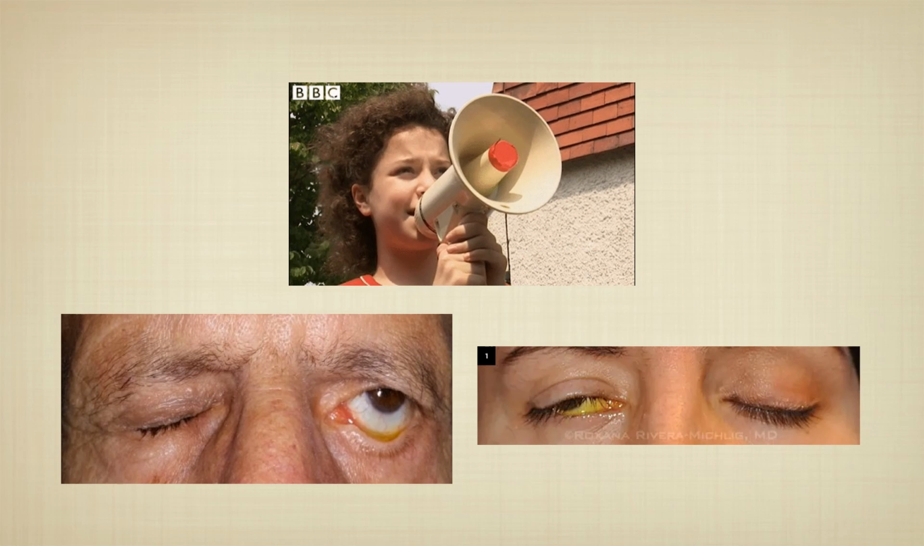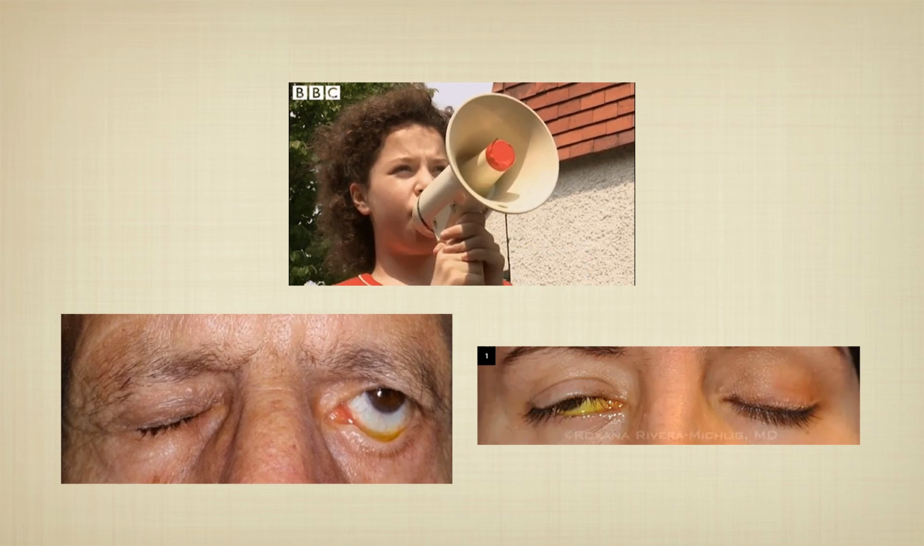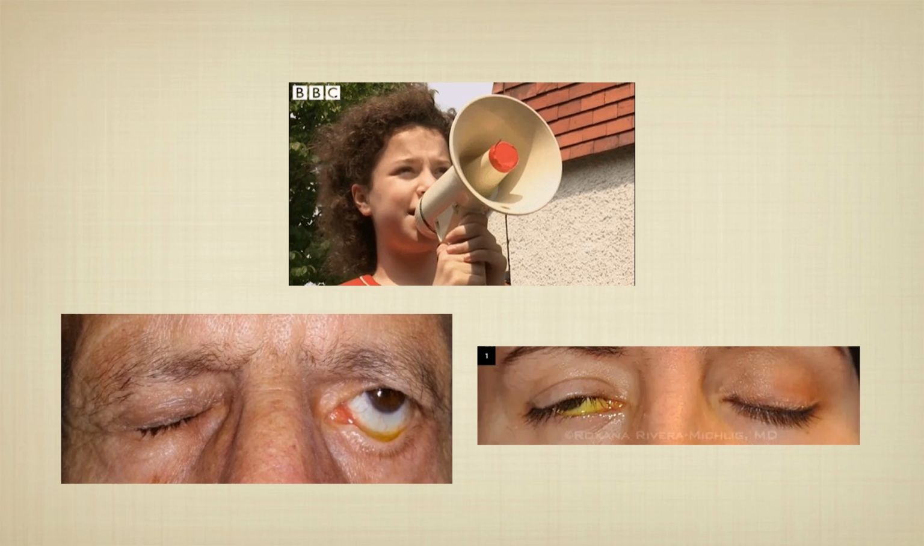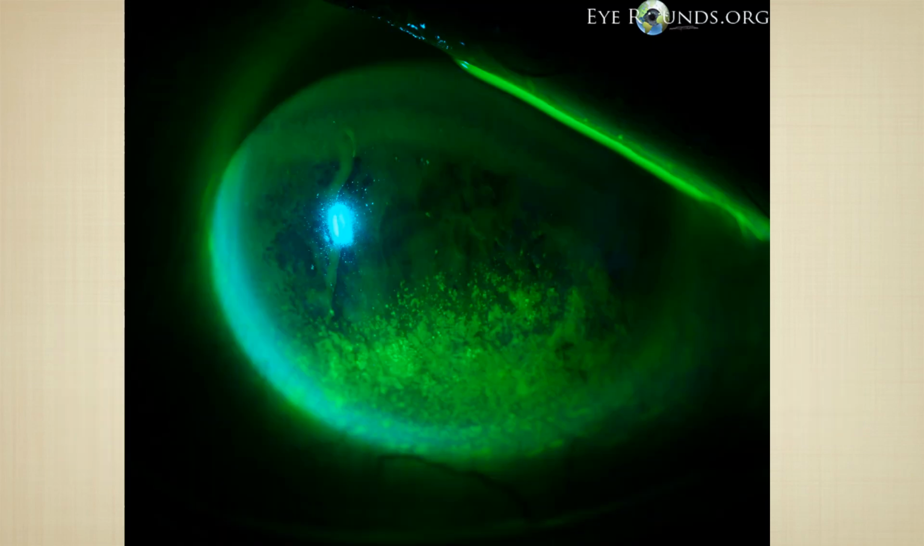If you please concentrate on this complication. This is an example of lagophthalmos. Sometimes it comes with exposure keratopathy. An example of exposure keratopathy due to lagophthalmos mainly affects the lower one-third of the cornea. Another example of exposure keratopathy.